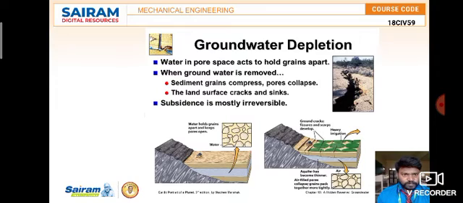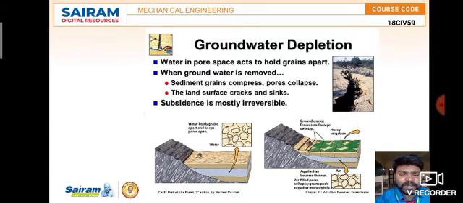All the grains which are held with the help of this water will be apart, and there comes the space. That space is nothing but pores, and then ground cracks, fissures and scarps develop during the irrigation process. The aquifer has become thinner. Air-filled pores collapse and grains are packed together more tightly. This is how the water depletion takes place.